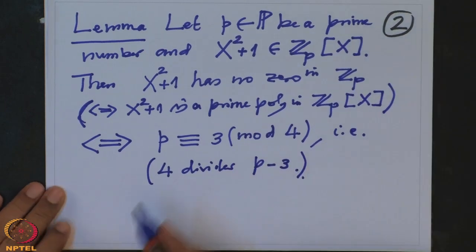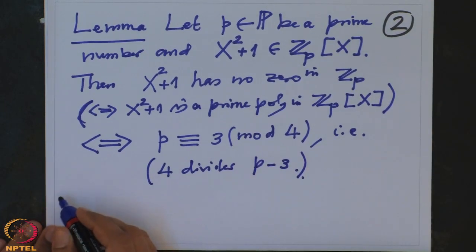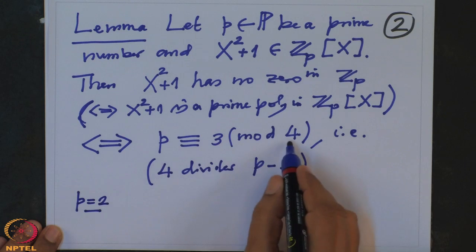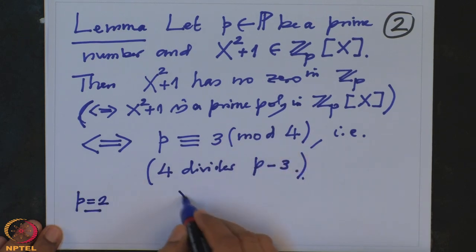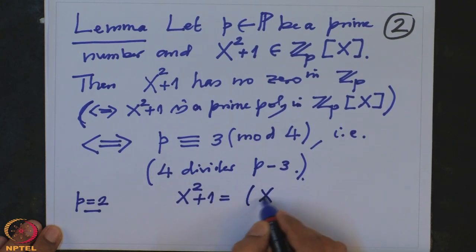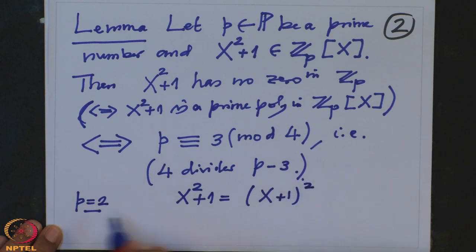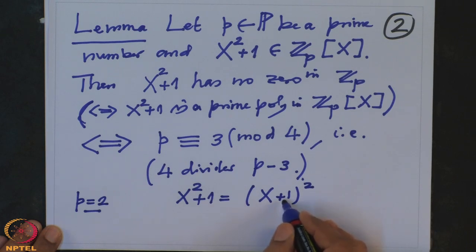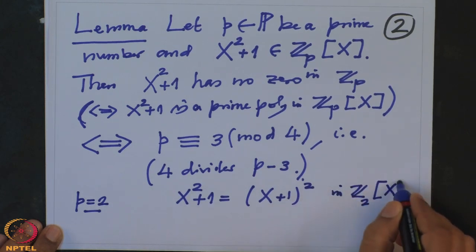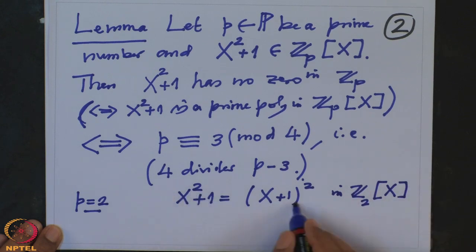All right. So, let us test for a few small values of p. Let us take p equal to 2. Then p is not congruent to 3 mod 4; p is congruent to 2 mod 4. But in this case x square plus 1 is the same as (x plus 1) whole square, because p is the characteristic. Therefore this polynomial actually has a zero. 1 is a zero of x square plus 1 in Z mod 2 [x]. In Z mod 2 [x], x square plus 1 splits into linear factors.